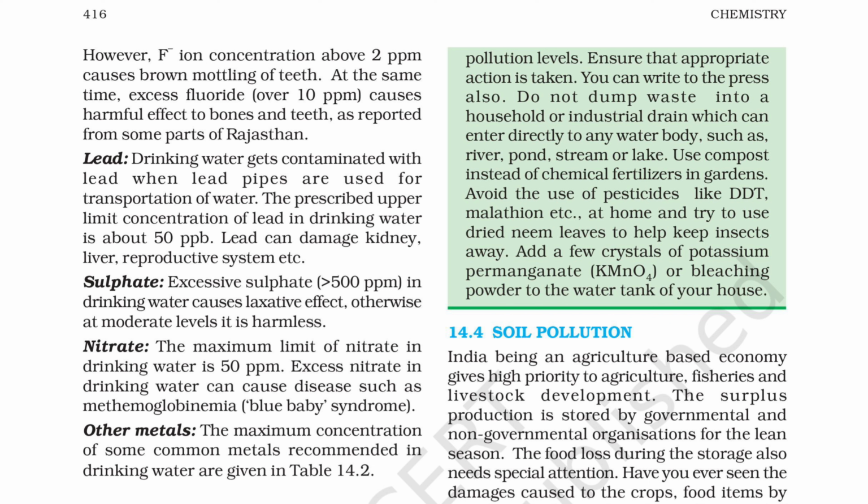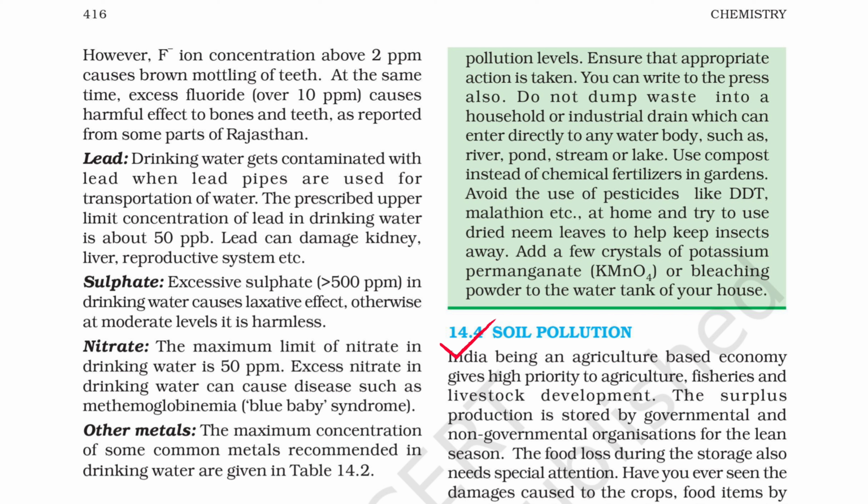Sulfate. Excessive sulfate, greater than 500 ppm in drinking water, causes a laxative effect, otherwise at moderate levels it is harmless. Nitrate. The maximum limit of nitrate in drinking water is 50 ppm. Excess nitrate in drinking water can cause diseases such as methemoglobinemia, or blue baby syndrome.